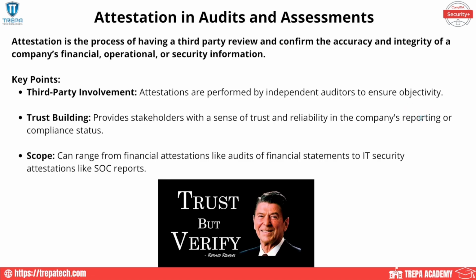So attestation and audits and assessments. So attestation is the process of having a third-party review and confirm the accuracy and integrity of a company's financial, operational, or security information. Some key points. This is going to have third-party involvement. So attestations are performed by independent auditors to ensure objectivity. It has trust-building capabilities. So this can provide stakeholders with a sense of trust and reliability in the company's reporting or compliance standards. And scope can range from financial attestations like audits of financial statements to IT security attestations like SOC reports or SOC Type 1, Type 2 reports.